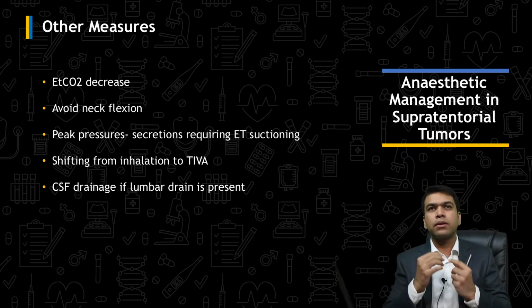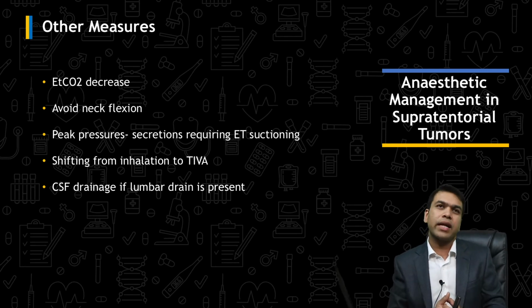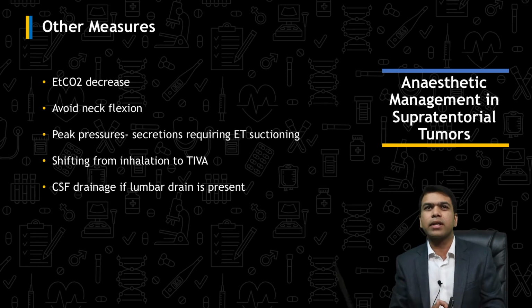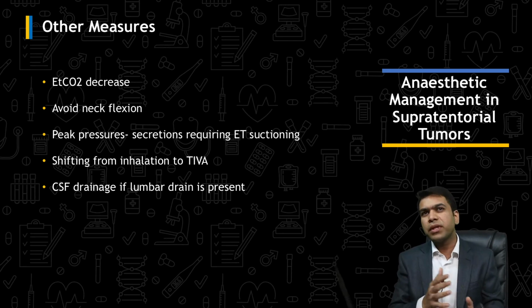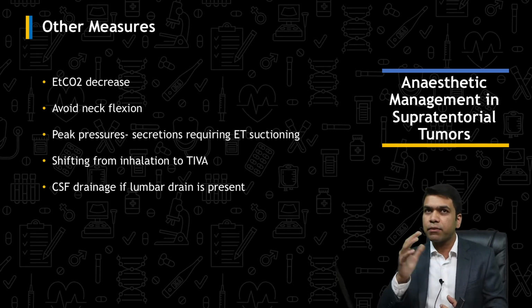And along with that, you should take care that the venous drainage is good and adequate, avoid neck flexion. And you should also make sure that the peak lung pressures are not very high. Sometimes secretions in the endotracheal tube will also be there. You need to do an endotracheal suctioning that time. And shifting from inhalation to total intravenous anesthesia is also a good option to deal with brain bulge. If lumbar drain is present, you can actually drain it, but very cautiously. So after the craniotomy, you need to drain, not before that.